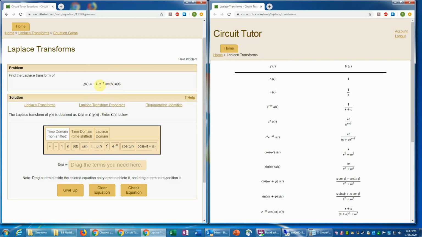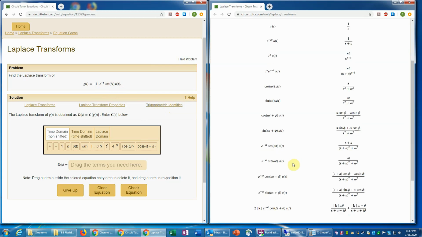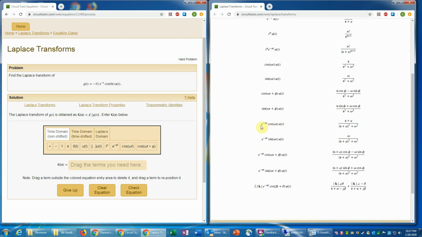By the way, if you do need trigonometric identities, they are also available on this link here. Okay, so let's look up what we need here. We need a decaying exponential times a cosine function of just a simple argument. So we find that here. And so we see that that's going to have the form s plus a over the quantity s plus a squared plus omega squared. So now we'll go and enter this.